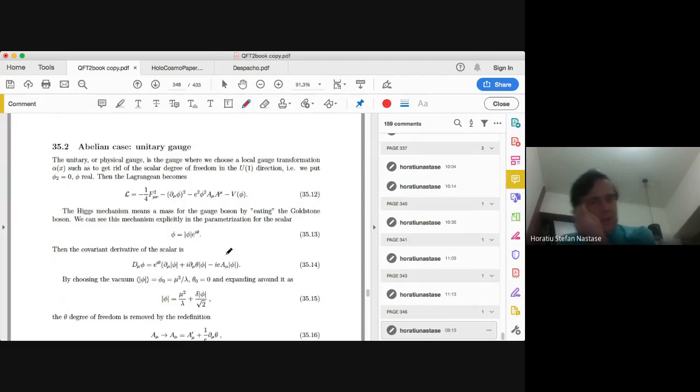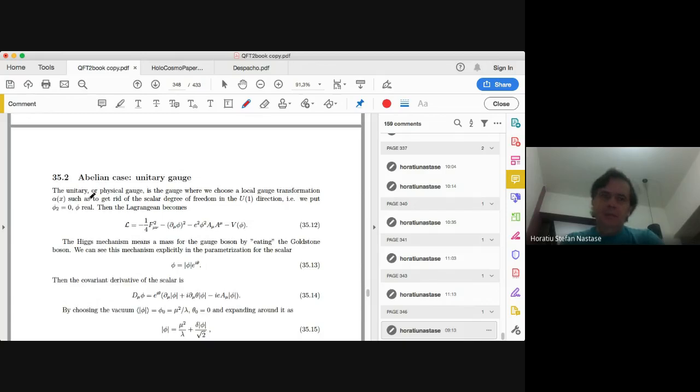All right. Continuing with this Abelian case to understand what's happening in more detail, let's consider the unitary or physical gauge. That's when we use the local gauge transformation α(x) to get rid of one scalar degree of freedom, and specifically in the U(1) symmetry direction. That is to say, the Goldstone boson. So I put φ2 equal to 0. So if φ is real.